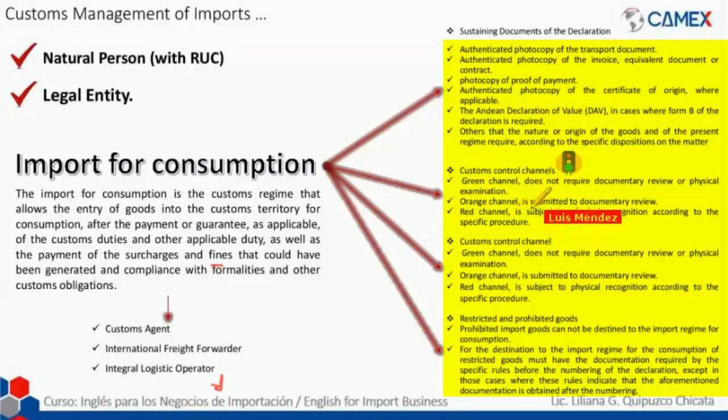The other one is the orange channel, which means that it is not the products, but the documents that are going to be reviewed by SUNAT. And then last, you have the red channel, which means that it is going to be subject to physical recognition according to the specific procedure. So a vista, that is what the person, or customs officer, is called, is going to physically check your goods, to be sure that what you are declaring is what you are bringing.